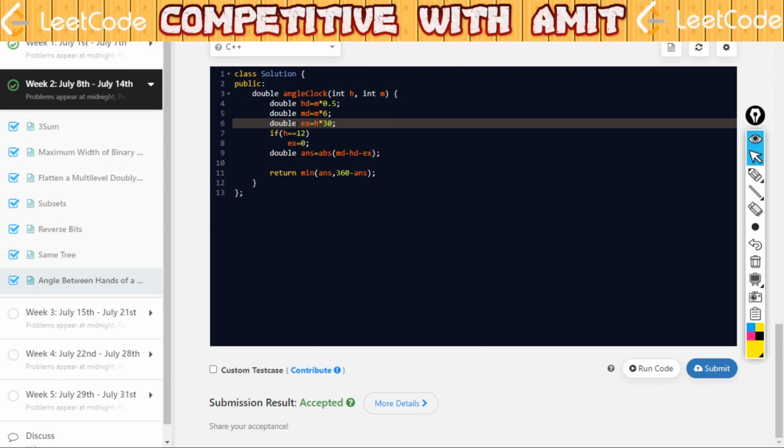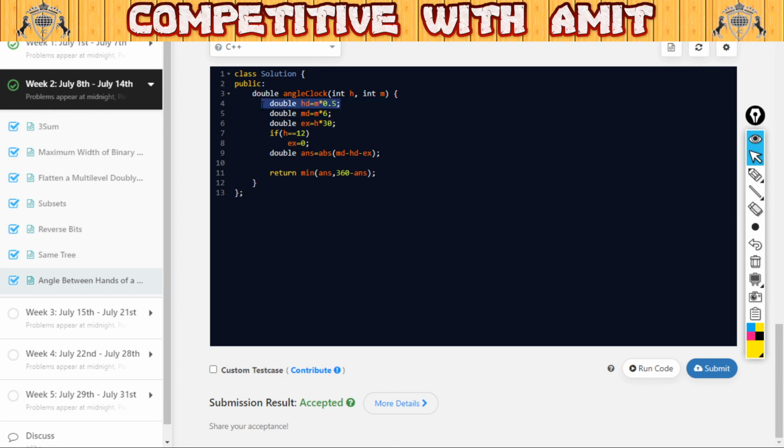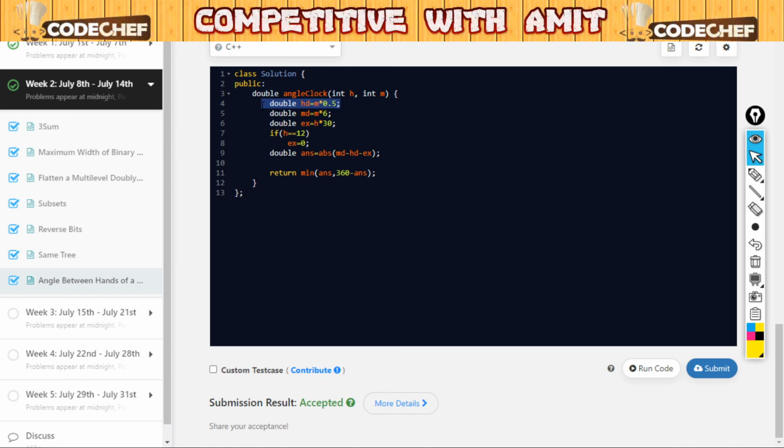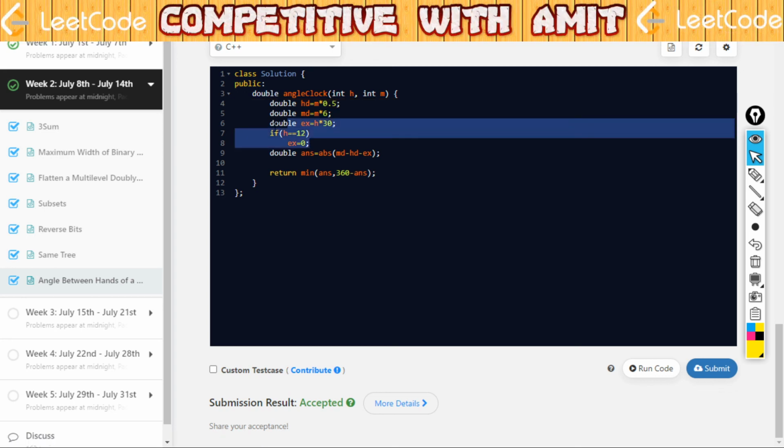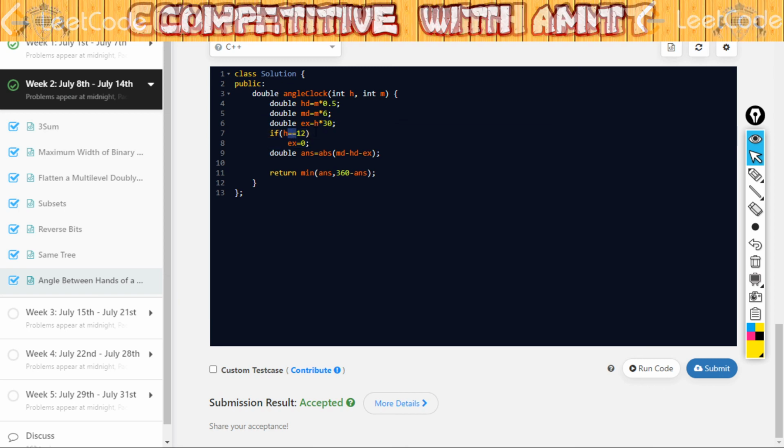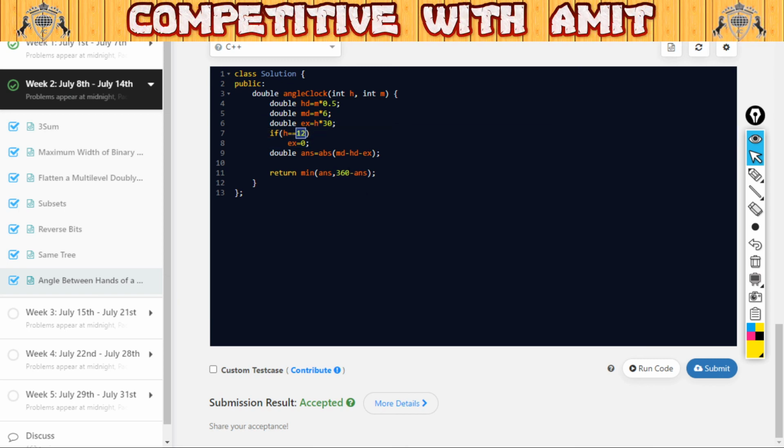Some of you must have forgotten this thing, that we have to subtract the hours hand movement with respect to minutes. So we don't need to forget that. We must remember this thing, that hours hand will also move with respect to the minutes hand. So this thing also will be subtracted, and this is also a great thing that we'll consider 12 equal to 0. So this is the solution.